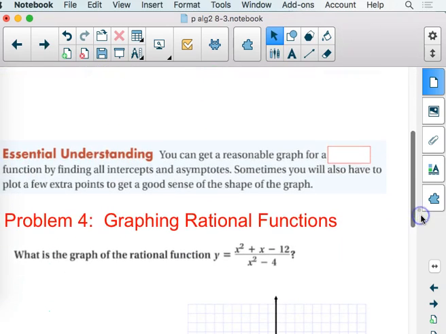So, our essential understanding is we can get a reasonable graph for a rational function by finding all the intercepts and the asymptotes. Our objective was identifying properties of rational functions. Boy, oh boy, have we ever done that. We've got a long list of stuff we can find about these. But the second part of the objective is, let's graph it. Let's see, does this do all the stuff we know we're supposed to do? Now, like it says, we're going to find all the intercepts and all the asymptotes.